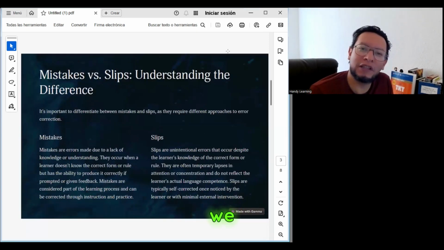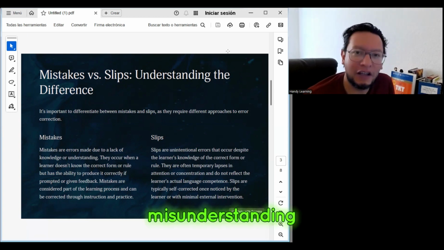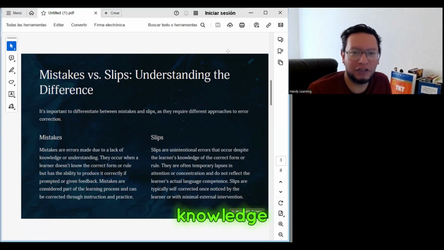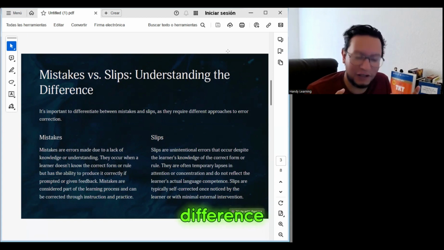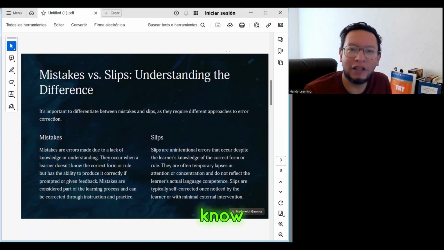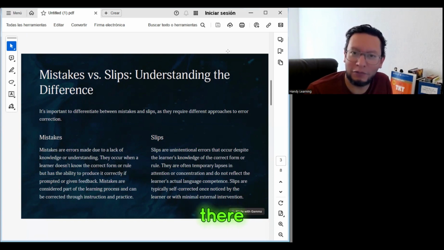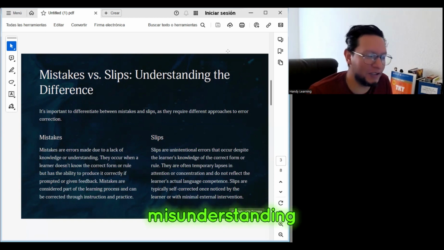Then I said we need to understand the difference between an error and a mistake. An error is something that comes out of ignorance. A mistake is something that comes out of misunderstanding or lack of knowledge. The difference between ignorance and lack of knowledge is that you know it, but you don't know it completely. You know the rule, but it is not there complete, or you just forgot about that rule. So that will be a mistake. Again, error comes out of ignorance, mistake comes out of misunderstanding.